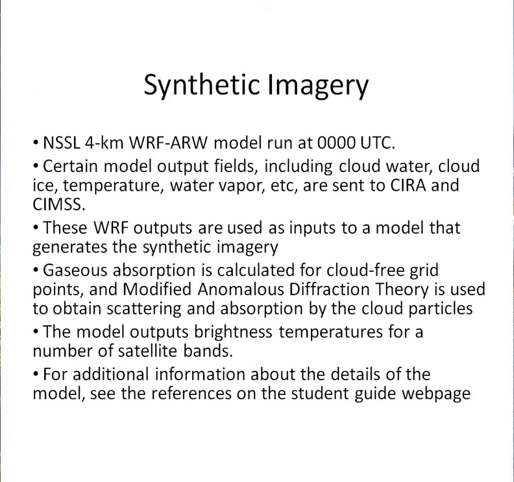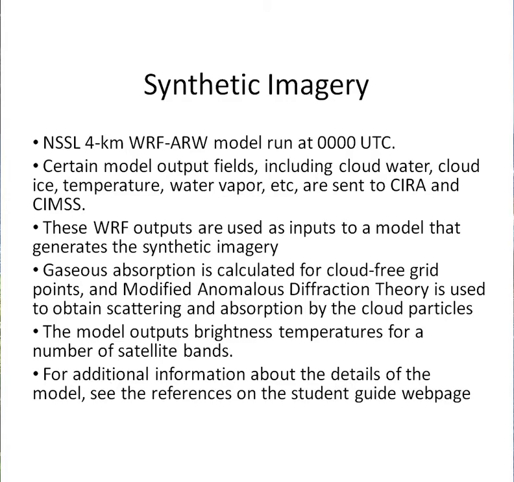Here's some background information on how the synthetic imagery we're looking at is produced. The model is run at NSSL once a day at 00Z. Certain model output fields, including cloud water, cloud ice, temperature, water vapor, etc., are sent to CIRA and SIMS. These WRF outputs are used as inputs to a model that generates the synthetic imagery. Gaseous absorption is calculated for cloud-free grid points, and modified anomalous diffraction theory is used to obtain scattering and absorption by the cloud particles. The model outputs brightness temperatures for a number of satellite bands.